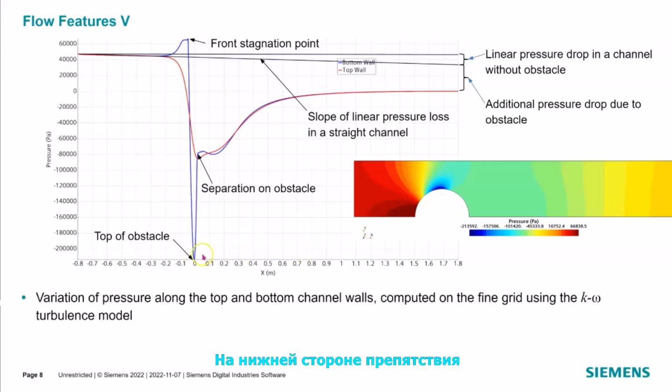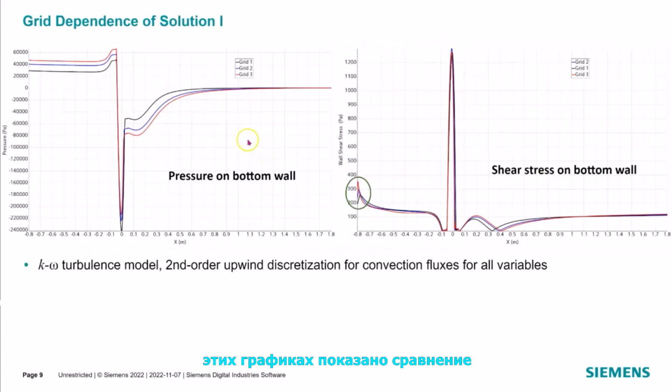On the downstream side of the obstacle, the pressure recovers, but not as much as in laminar flow. The local pressure loss due to the obstacle is much larger than the loss due to friction in a straight channel. In the case of laminar flow, they were comparable. See lesson 4.